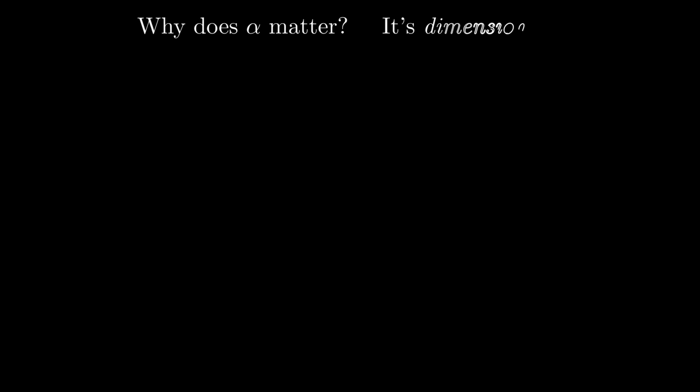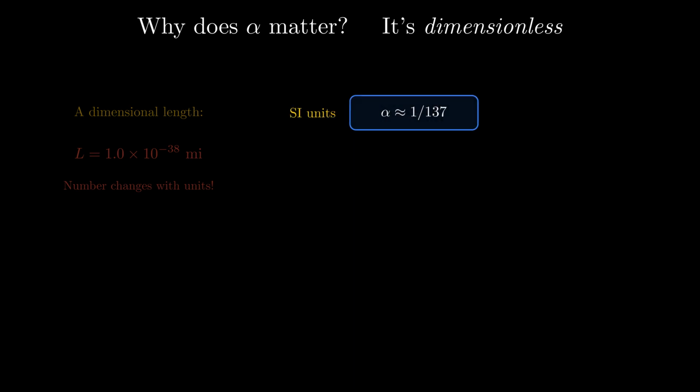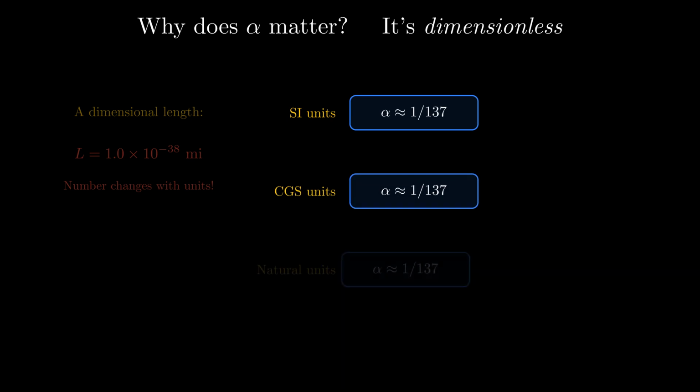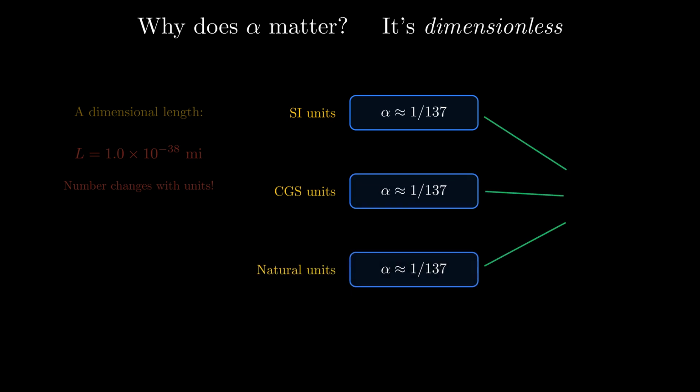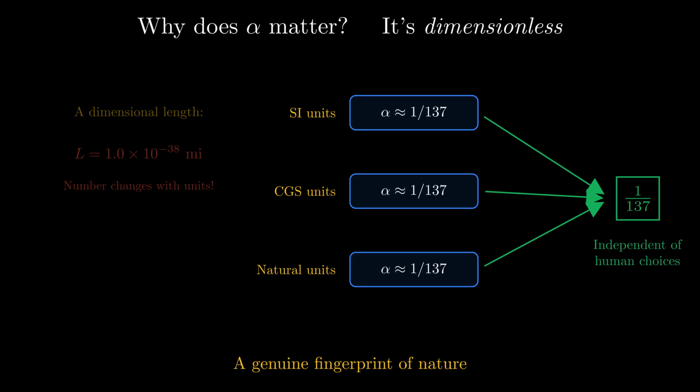Why does alpha matter so much? Because it's dimensionless. A length of 1.6 times 10 to the minus 35 meters becomes a different number in feet or miles. But 1 over 137 is 1 over 137 in SI units, in CGS units, in any natural units, for any alien civilization. It depends on nothing humans chose. It's a genuine fingerprint of nature.